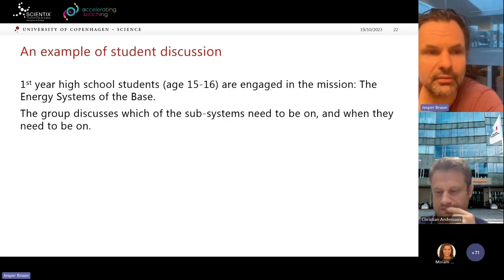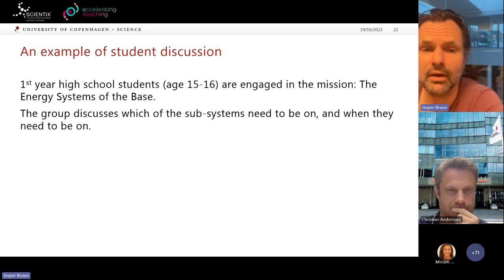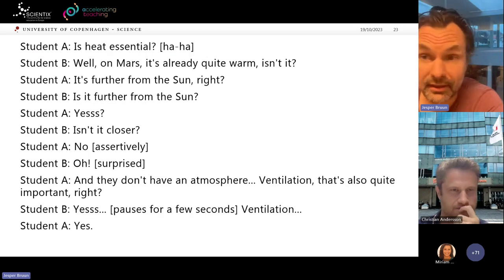So as an example, we have these first year high school students, you can see the age here, and they are engaged in this mission that's called the energy systems of the base. They're trying to discuss what are the subsystems we need to use, when do they need to be on, and so on. And so we jump into their discussion.